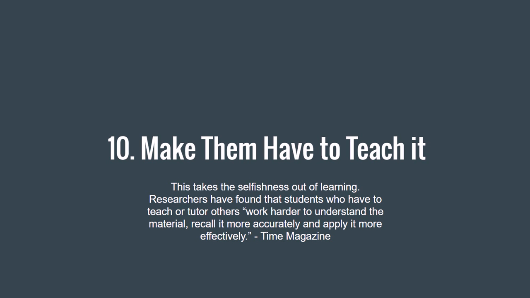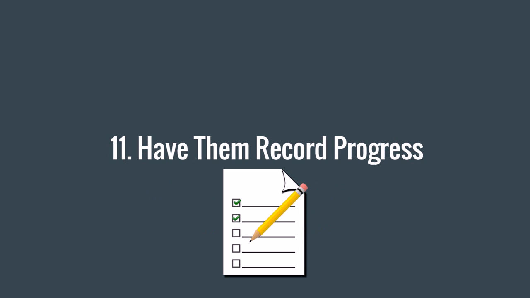Number 11, have them record their progress. So as they go, check off the lessons they've done or check off the tests they've done. Help them compare their test scores as they learn more to see that they're getting better. Just help them know that they're getting better at what they're trying to learn, and they will keep going. Because if they don't see progress, if they're getting worse, they're going to stop. They're going to not be motivated, and they're not going to keep going through it.